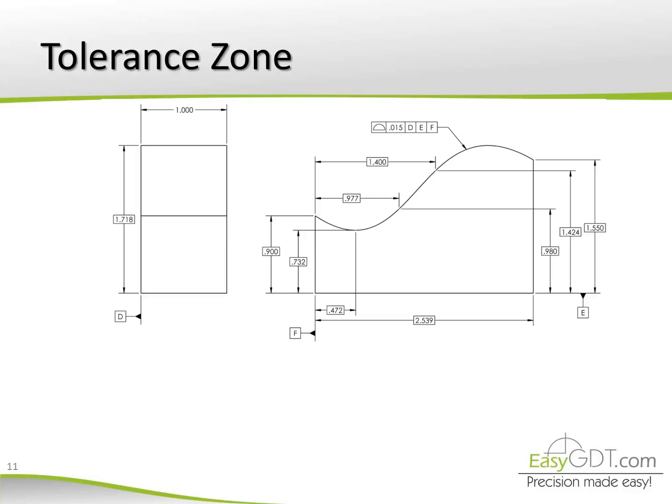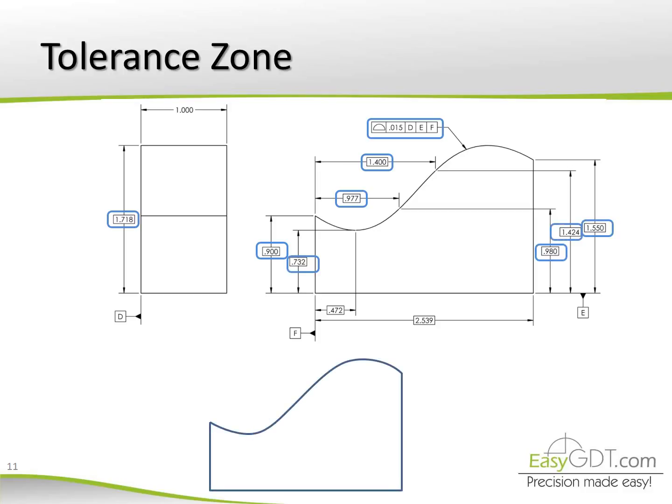Tolerance zone. In this example, we have a profile of a surface tolerance of 15 thousandths against datums D, E, and F. The surface is defined entirely by basic dimensions. That defines the theoretically perfect profile. From this perfect profile, a uniform offset boundary is generated.